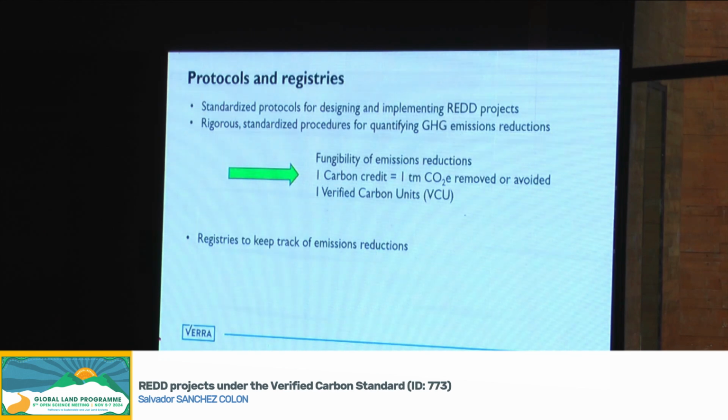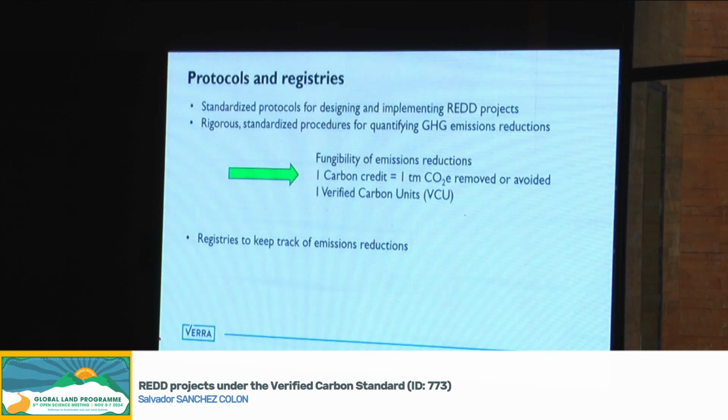And that is the currency that is used in the voluntary carbon market. 1 ton of CO2 equivalent that is avoided or reduced is called a carbon credit. And particularly within Verra, a carbon credit is called a verified carbon unit after it passes through all the process of verification, quantification, and all that. But in principle, one verified carbon unit, or 1 carbon credit, should be equivalent to 1 ton of CO2 equivalent that has been avoided of being released to the atmosphere or sequestered from the atmosphere.